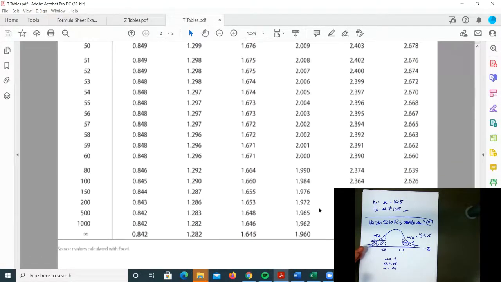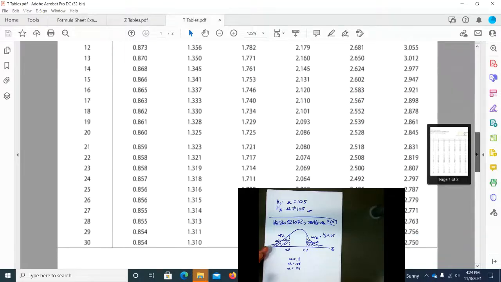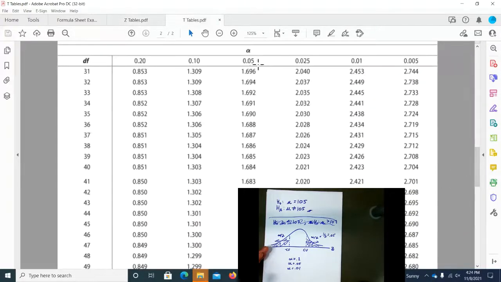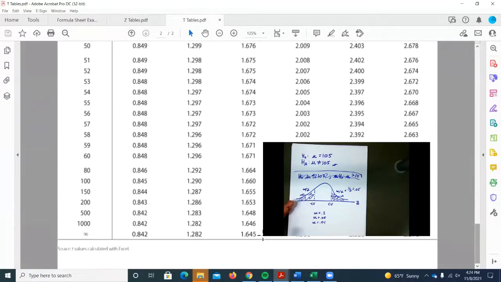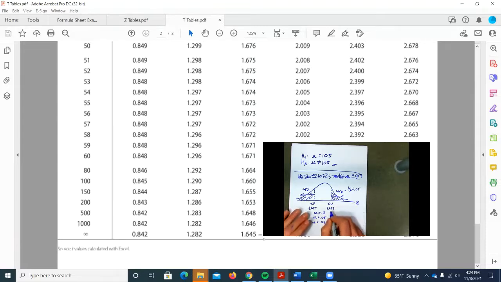So it's not really cheating, it's just using a shortcut. The area that we wanted in each tail, alpha over 2, is 0.05. So we're going to be in this column here. Go all the way down to the last row, which gives us our standard normal value. So we've got negative 1.645 and positive 1.645. That will be our pair of critical values at the 10% level, or for an alpha of 0.1.